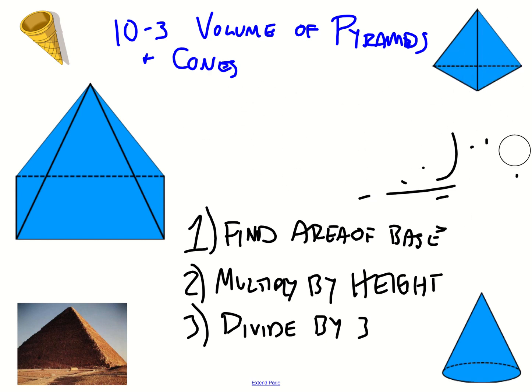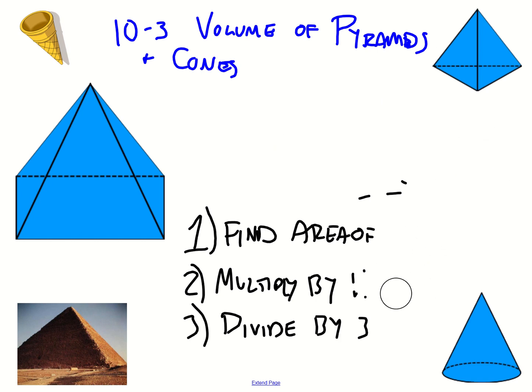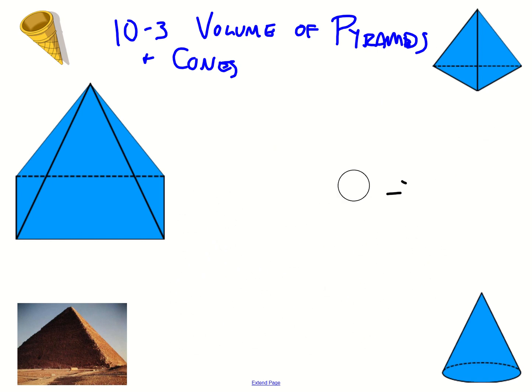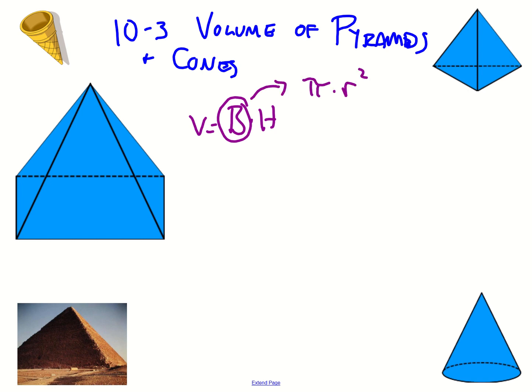And then finally, we have our cones. Our cones are the last shape we're going over. Remember, the cone is like a pyramid, but with a circle. So for a cone, I still want to do volume equals base times height. The base of a circle is pi times r squared.